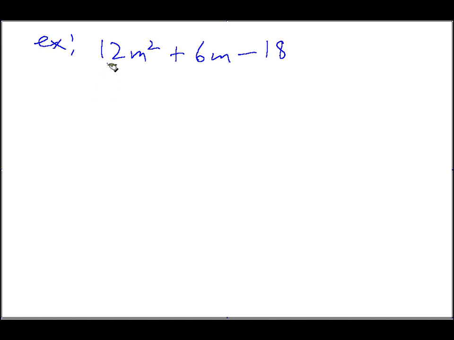All right, so what's the GCF of 12, 6, and 18? Or 12m squared, 6m, and then negative 18. Okay, just treat it as 18. So the GCF here, as you can see, is just what? It's just going to be 6.